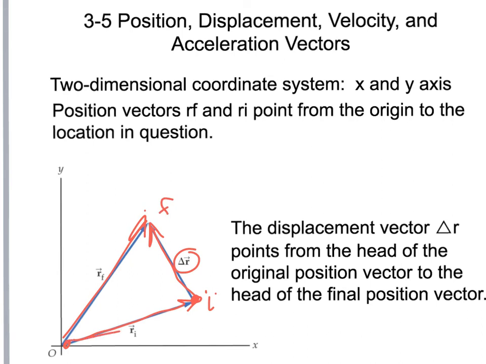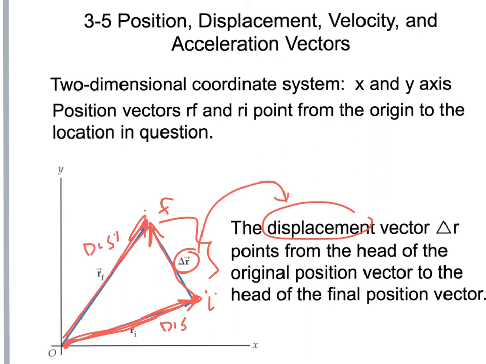You would still draw your vector r sub i from the origin to where you began, and then from the origin to where you ended, and then find the difference between the two. So that's your displacement. This would be distance, and this delta r is your displacement from your initial point to your final point. And then there's our right triangle.